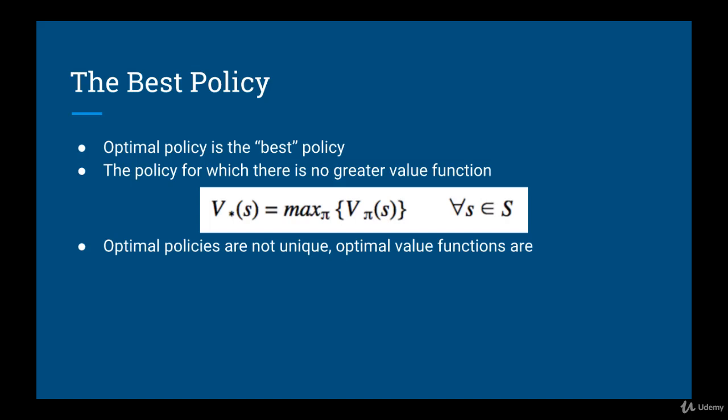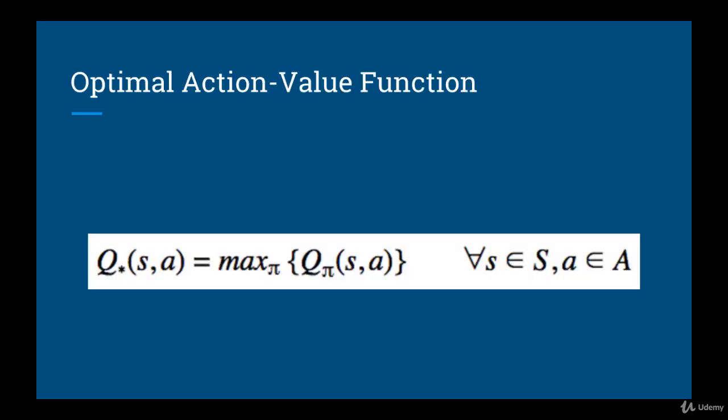Note that optimal policies are not necessarily unique, but optimal value functions are. You can imagine how two policies can lead to the same rewards, and hence lead to the same value functions. But if you have one value function that's greater than another value function, then the optimal policy will be the one that leads to the greater value function. We can similarly define the optimal action value function as the max of the action value function over all policies.